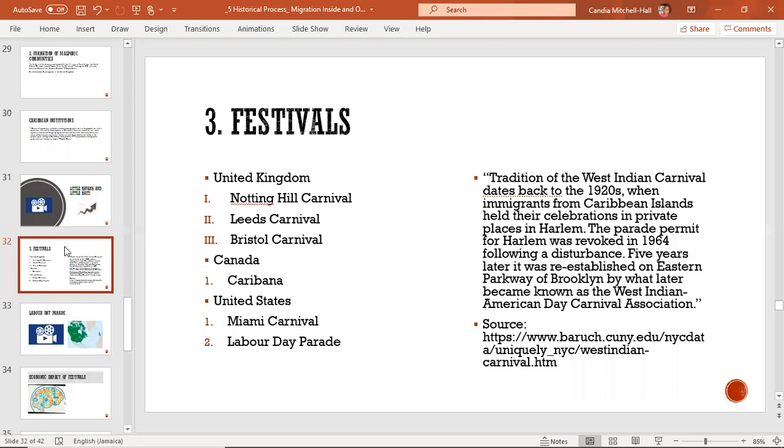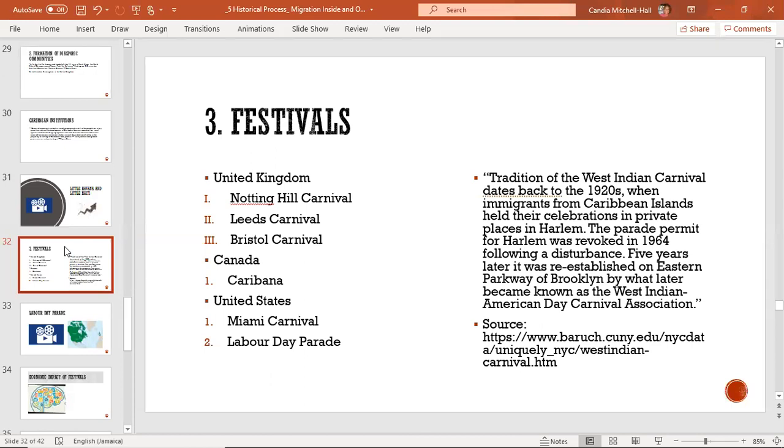For example, in the UK, you have Notting Hill Carnival, Leeds Carnival, Bristol Carnival. In Canada, you have Caribana. In the US, you have Miami and Labor Day Parade. In fact, the Labor Day Parade, I believe, with Caribana are two of the largest when it comes to festivals in the metropolitan space. And in fact, Labor Day Parade would have started from as early as the 1920s.